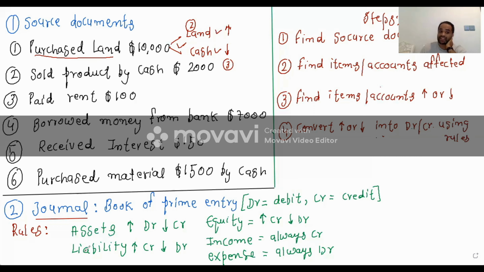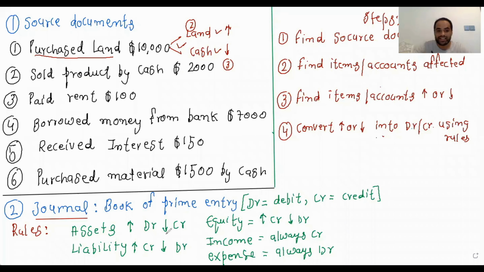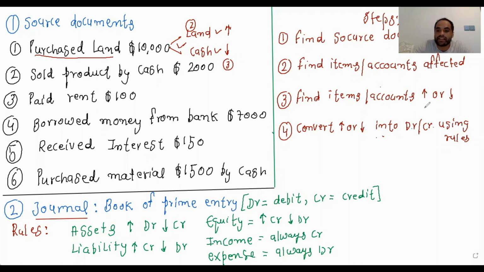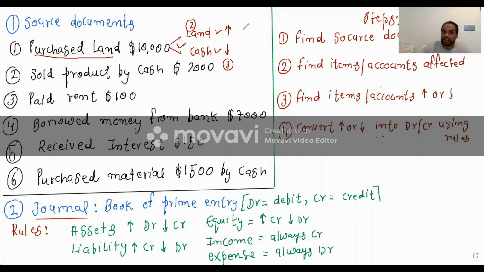Land is assets, land is liability, land is equity, land is income, or land is expense. Tell me fast, what is land? Land is assets, liability, equity, income, expense. Tell me, what is land? I think land is assets. Land is assets. So land increase. Land is asset, asset increase, so it will be debit. So land, debit.